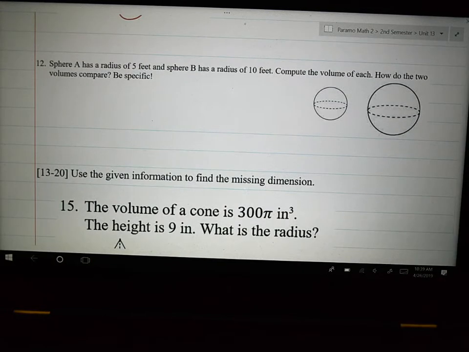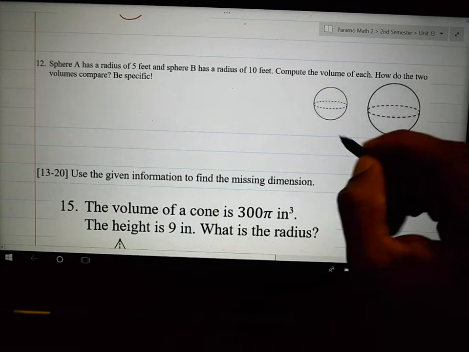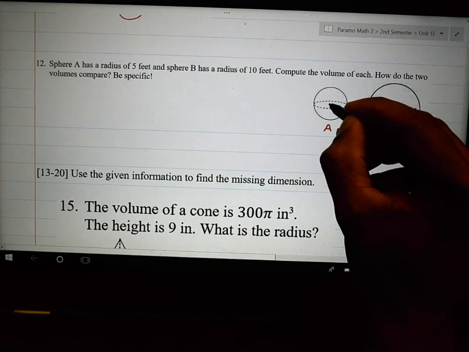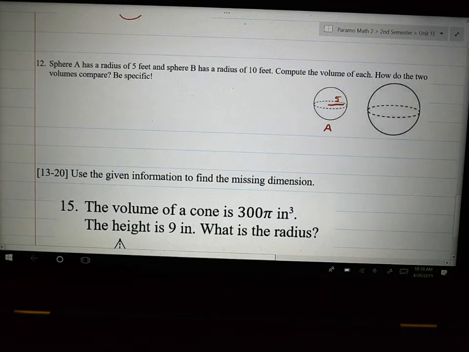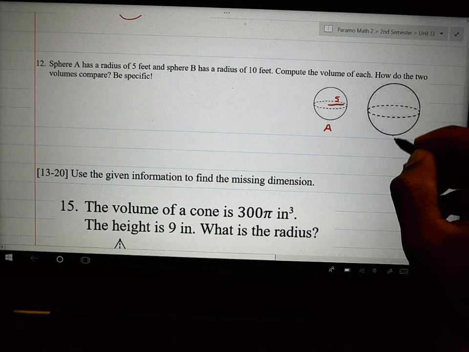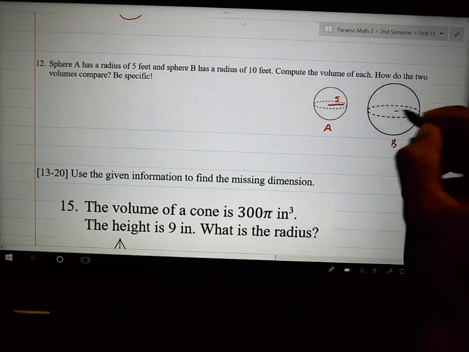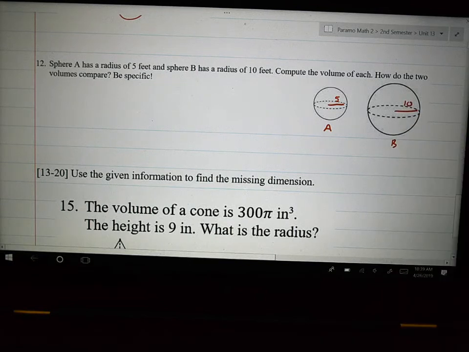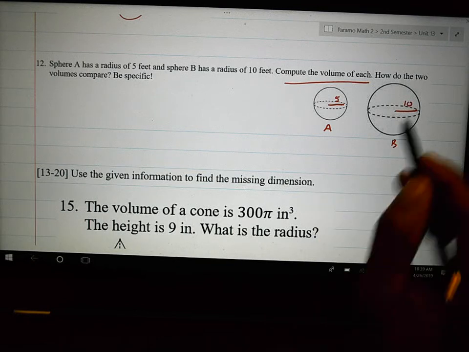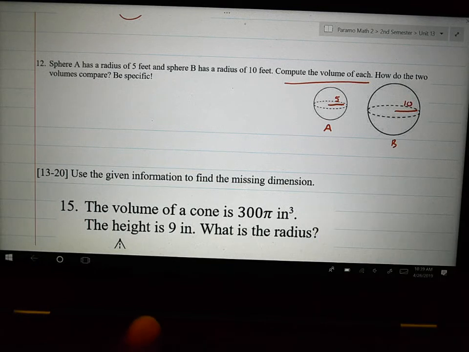Let's do number 12. Sphere A has a radius of 5 feet. We'll call this sphere A. Sphere B has a radius of 10 feet. Compute the volumes of each. How do the two volumes compare, and be specific? So they double the radius and they want you to know what is the difference. What change does that make in the volume? So let's figure that out.